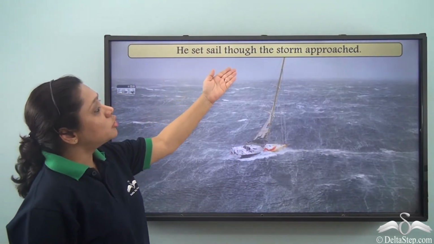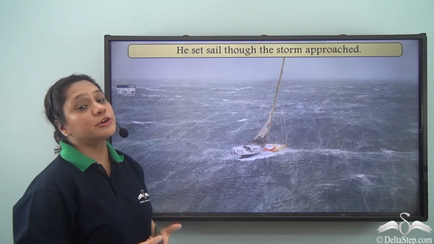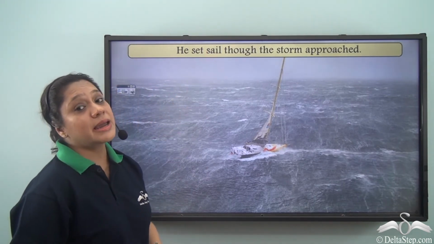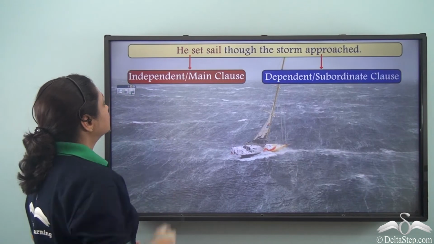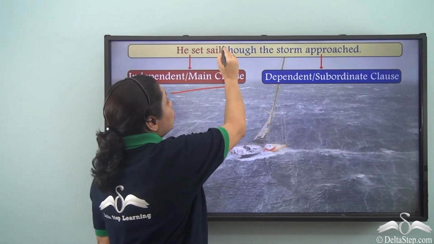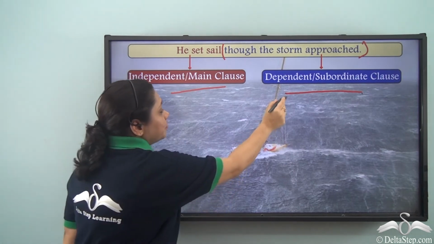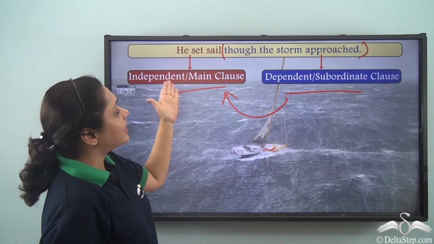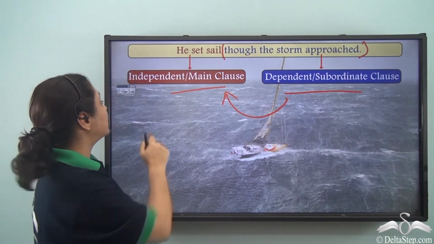He set sail though the storm approached. So this sentence is also made up of two clauses. Let us identify them. He set sail is a part which can stand alone as a complete sentence. So he set sail is a main clause, whereas though the storm approached is a subordinate clause because it will not make sense till we write he set sail. So he set sail is the main clause, and though the storm approached is the dependent or the subordinate clause.